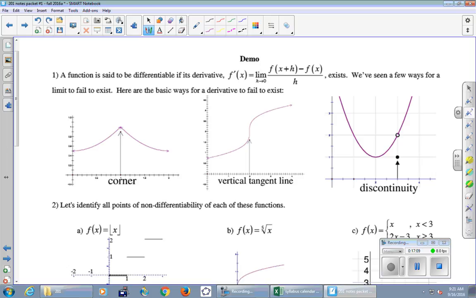Okay, here's a keyword for us. We saw it last class. If a function has a derivative, then we say that function is differentiable, meaning if its derivative exists. Now that derivative is a limit, and we know that limits can fail to exist if you get different numbers, say, from the left and from the right. Remember we talked about limits a few classes ago. And so there are a few basic ways for a derivative to fail to exist. First way right here is that picture with a corner.